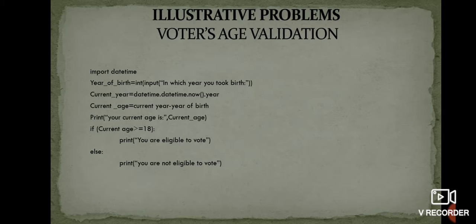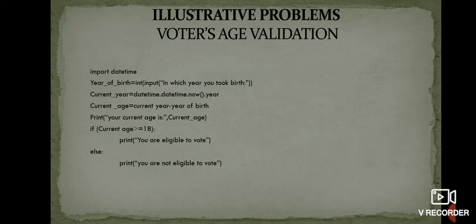Initially I am importing datetime. We already know datetime is a built-in module. So I am importing datetime to calculate the current year. Then I am asking my year of birth, and I am saving it in the variable named year of birth.